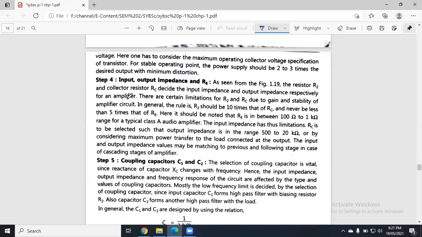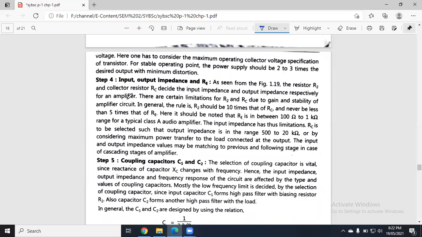All right. There are certain limitations of R2 and RC due to the gain and stability of the amplifier circuit. So R2 and RC are not able to match 100% impedance. There are some limitations on both the resistors. That is why, in general, the rule is R2 should be 10 times your RC. For example, if your RC is 1 kilo ohm, your R2 will be 10 kilo ohm. And it should never be less than 5 times Re.